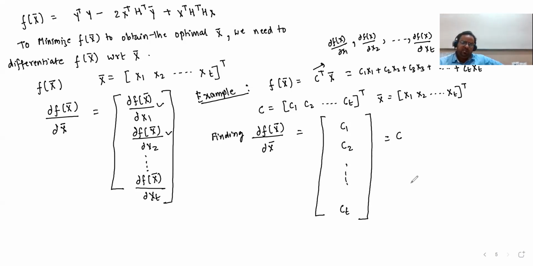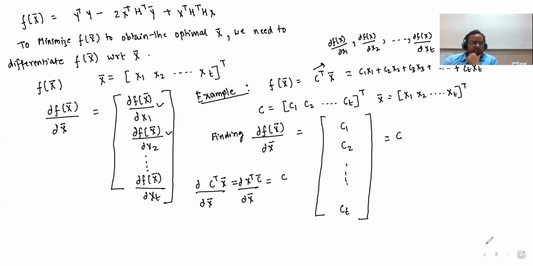Okay. So which means that if I have a particular mathematical function that is C transpose X bar, it can be written as equal to X transpose C, that I leave up to you. You can calculate and see that both of them will be equal, and the differential of both of them with respect to X will be equal to C. Okay, this is what we are going to use now.